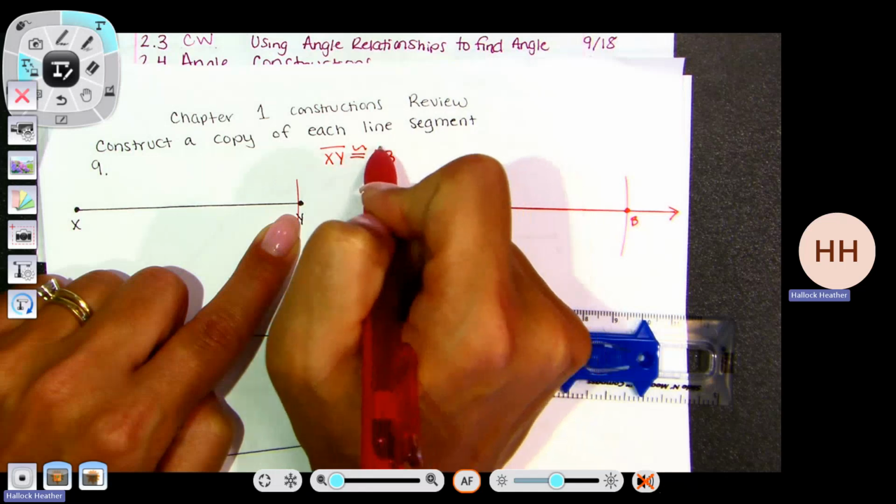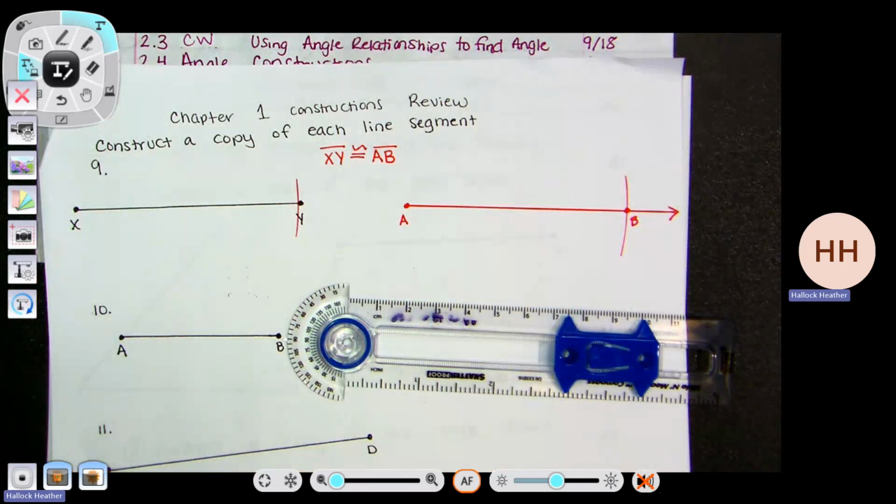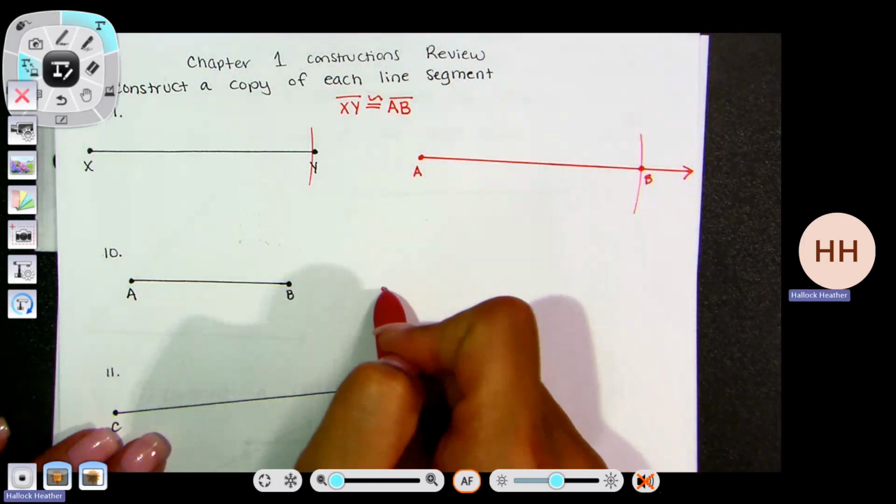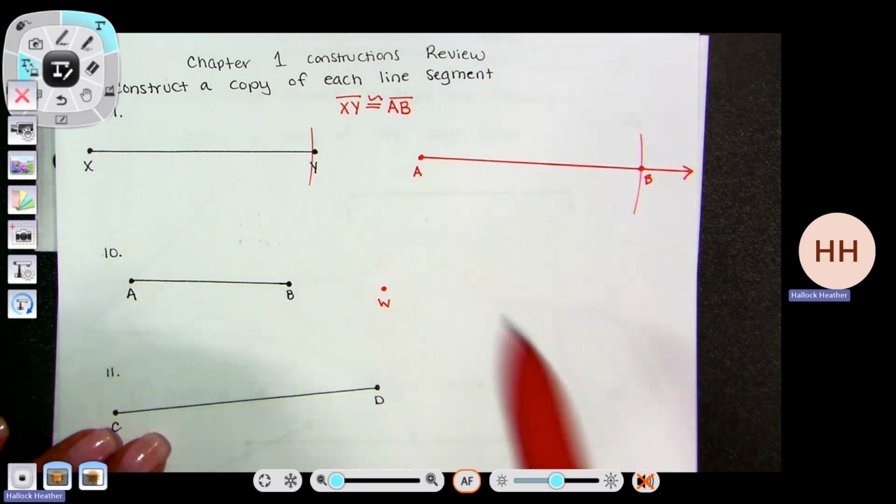So for today, we are going to write out our congruency statements when we're making congruent shapes. So do the same thing for number 10. We're going to start with a point. Let's call it W.